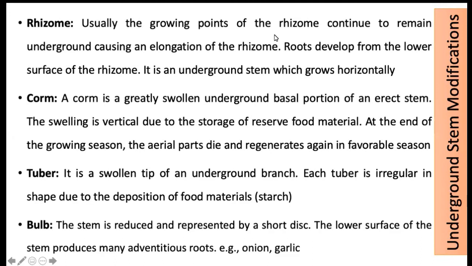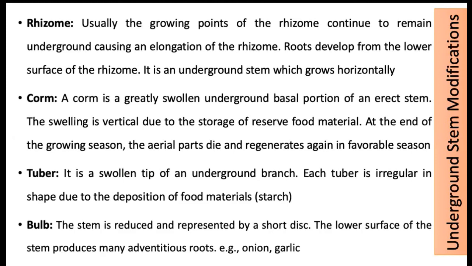When the stem is reduced and represented by a short disc, the stem does not grow properly. That is called bulb. So horizontally growing is rhizome, vertically growing is corm, irregular growth is tuber, and without any proper growth, reduced to a disc, that is bulb. The very common example of bulb is garlic or onion.